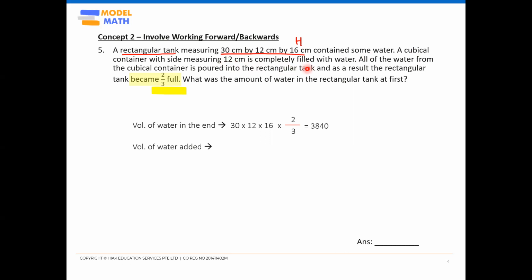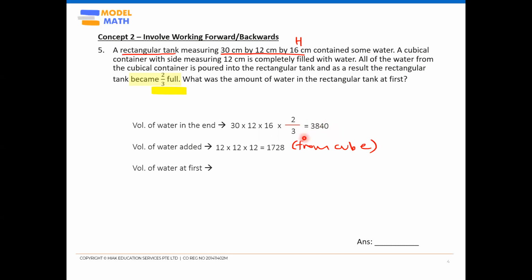In other words, I can find out the total volume of water that came from the cube simply by doing 12 times 12 times 12. So this also acts as the capacity of the cube, yes, but it also serves as the water that was fully filled inside the cube as well. Okay, now working backwards, do you realize now I can find the water at first inside the rectangular tank? So the water in there was this much, and then this water that came from the cube was poured over to the tank such that this was the final volume.